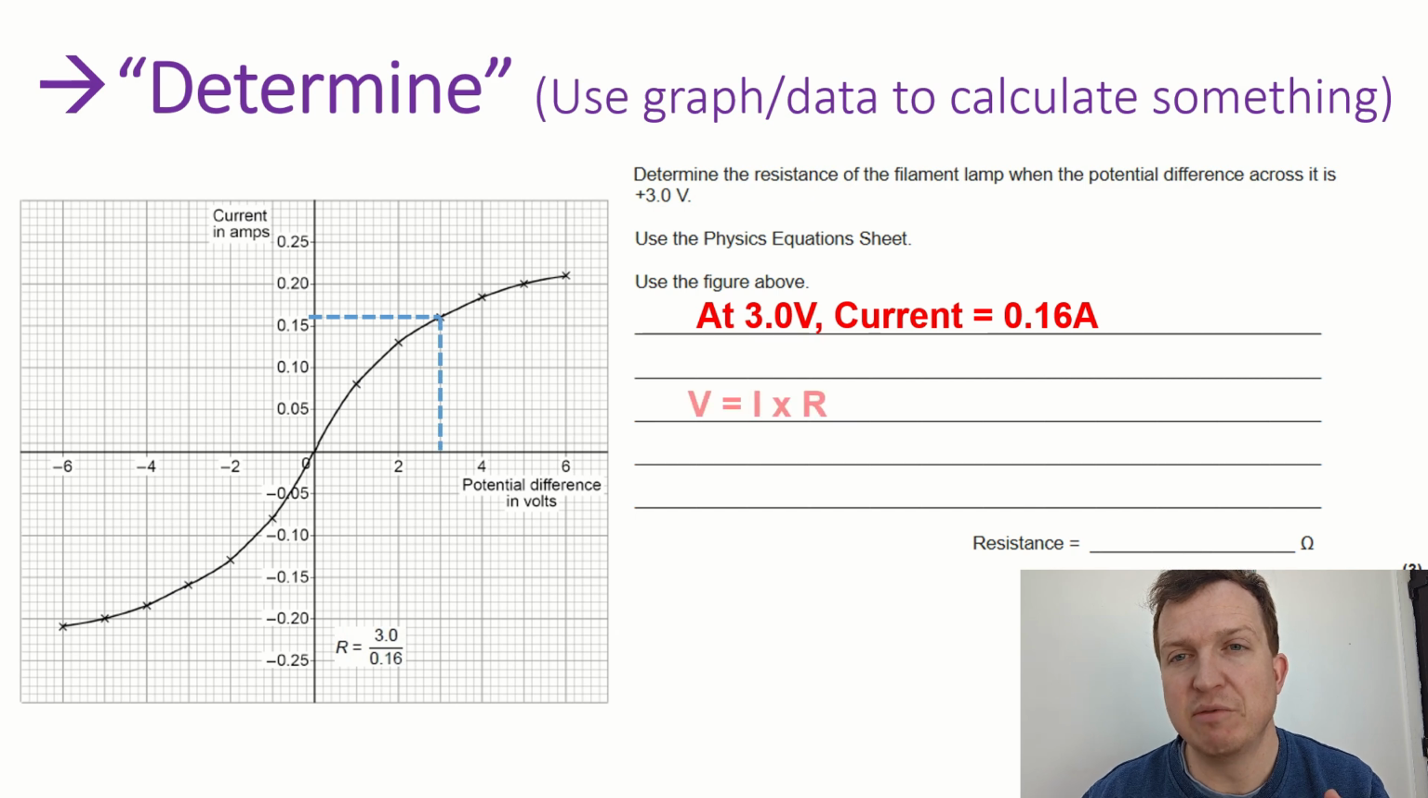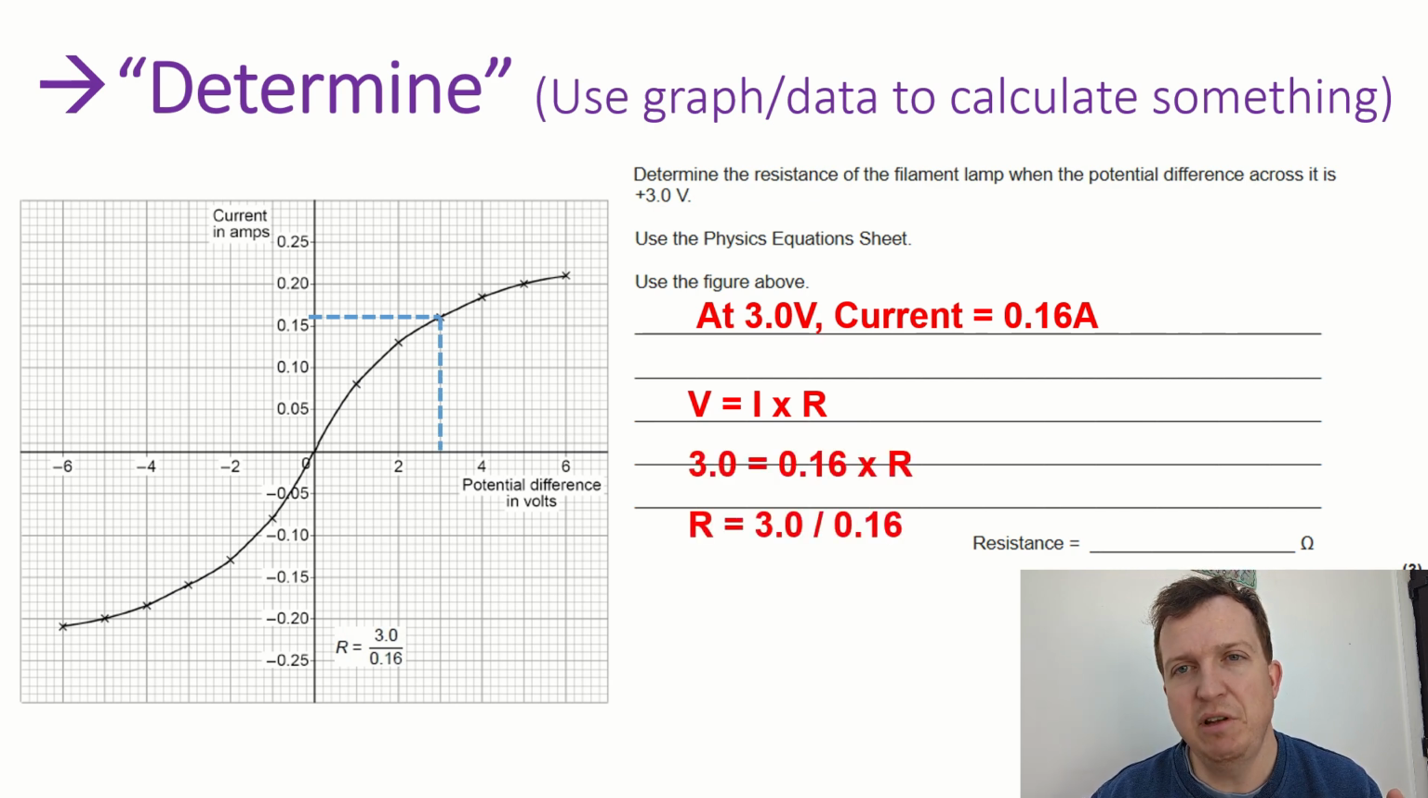So using our equation V equals I times R, I can then put those two numbers in, do a little bit of rearranging once we've got the numbers in, and figure out the resistance is going to be 3 volts divided by 0.16, which is 18.75 ohms.